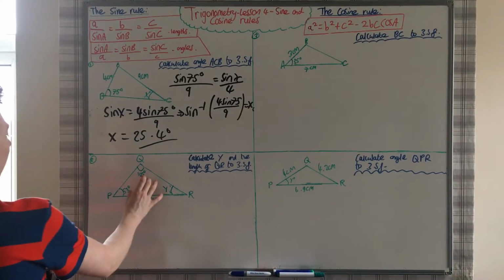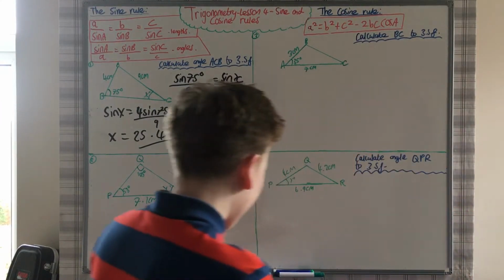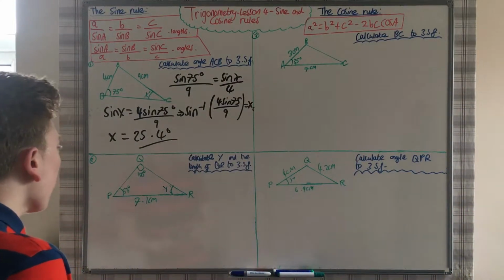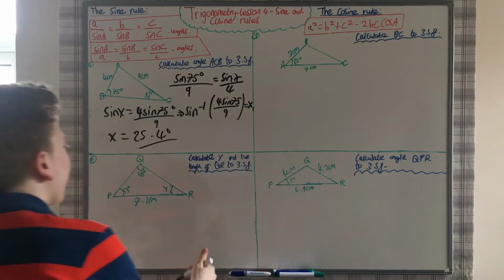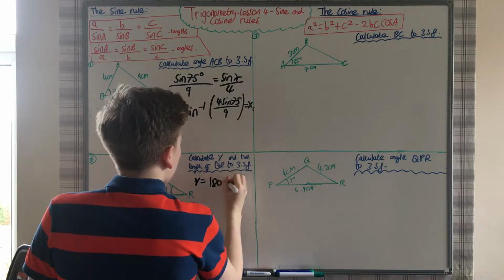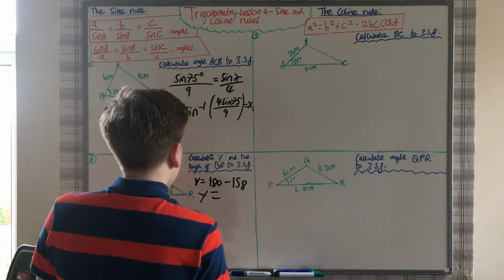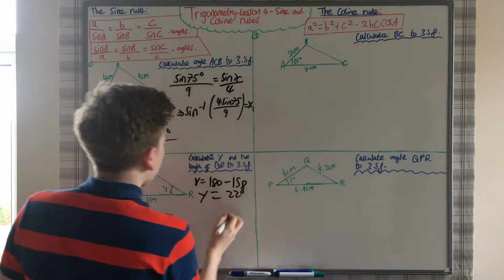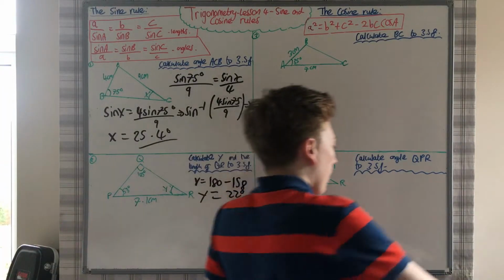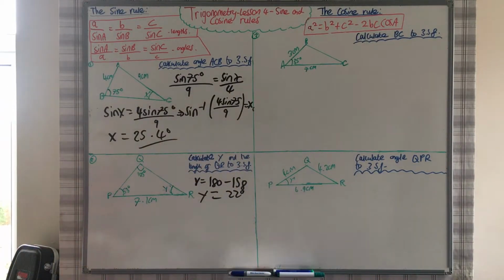And so if we add these two together, what we get is 158. And if we do 180 subtract 158, what we get is 22 degrees. So that's the size of angle y, and now we need to find the length QR.